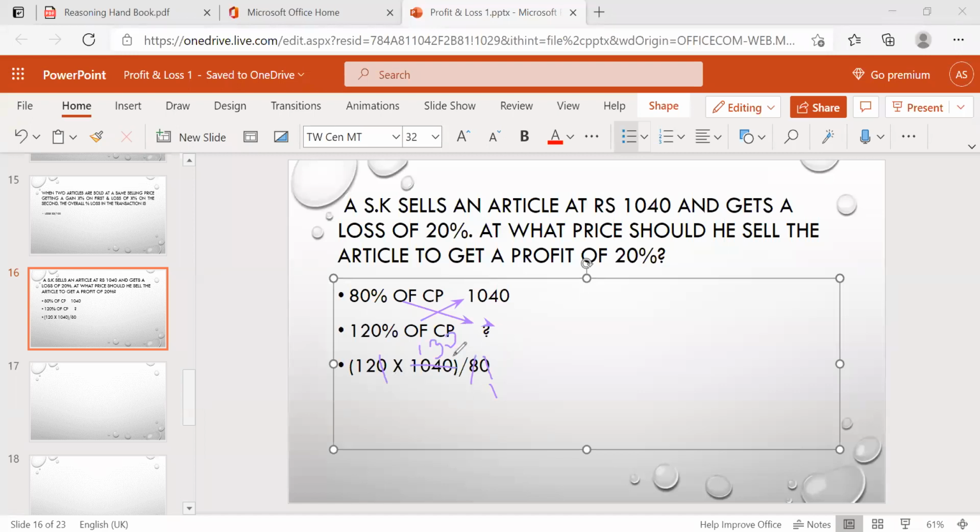Then 130 into 12. So 12 into 13, using the Vedic mathematics I mentioned, it is nothing but 156, so the answer is 1560, right? Clear?